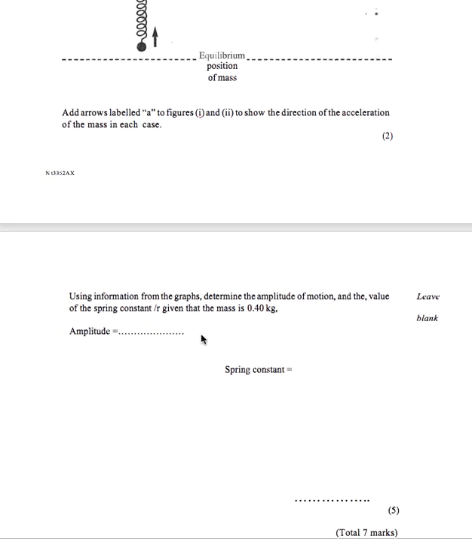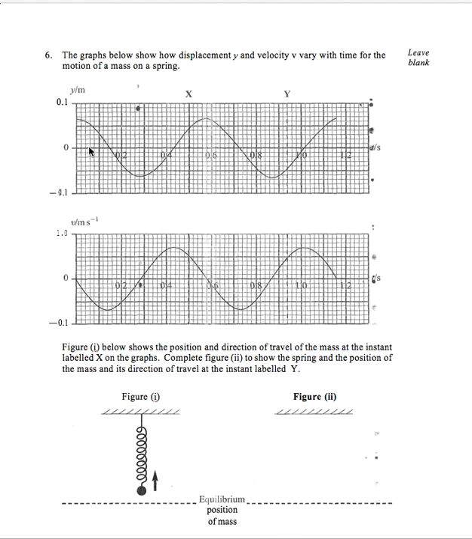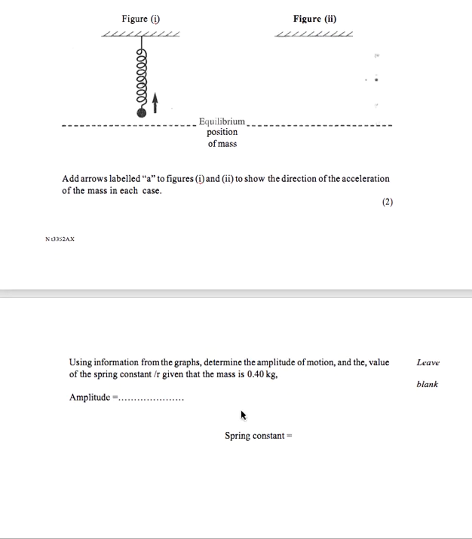Then it says, using the information from the graph, determine the amplitude of motion, that is to say, the maximum displacement from rest position. So the maximum displacement from rest position would be this, there's the maximum displacement. It is 0.065. Now there is some tolerance to that, 0.003 either way. So 0.065 meters there.